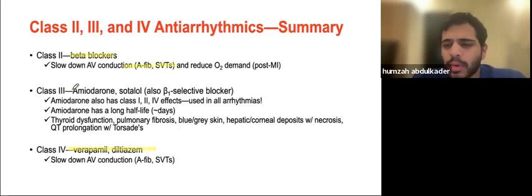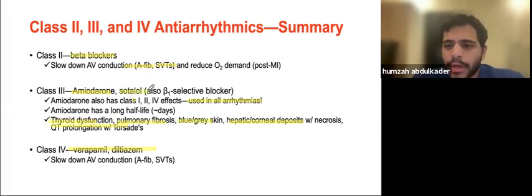Class 3, this is the most high yield in my opinion out of all of them. Specifically amiodarone because it has a bunch of side effects. But it has class 1, 2, 4 effects, all types of effects, right? So it's used in all types of arrhythmias. But it has a bunch of side effects that you need to know. These are very, very, very important. Okay.